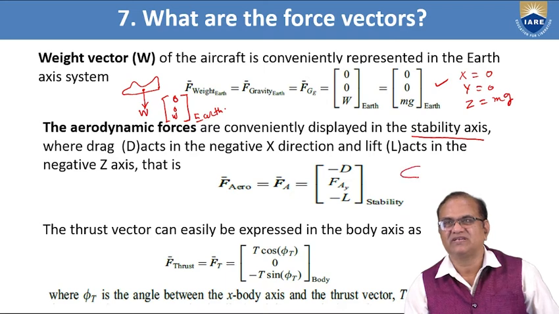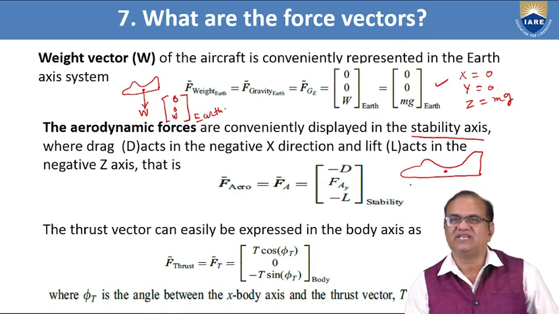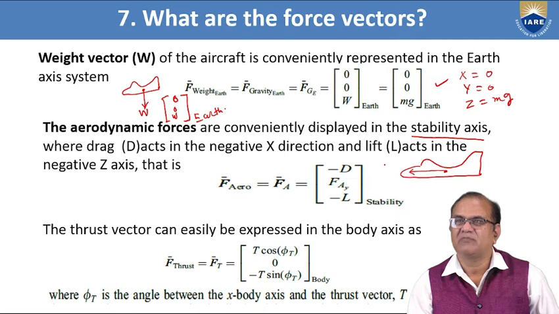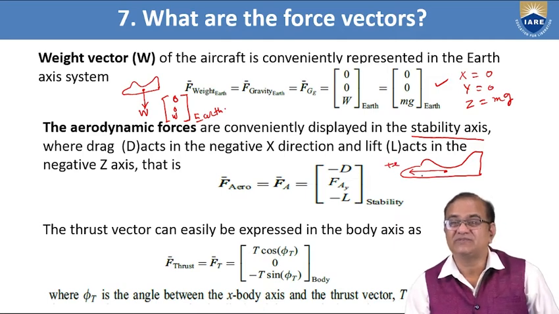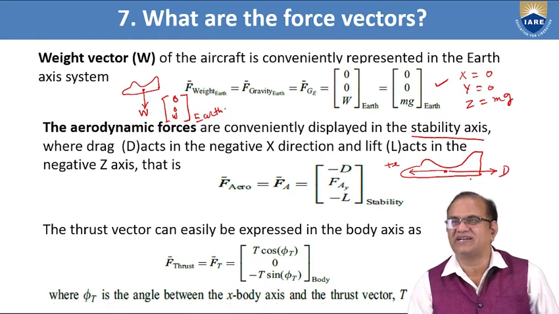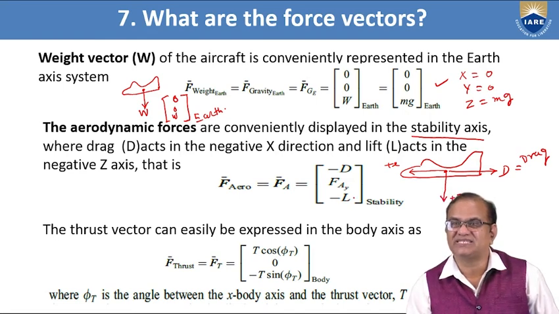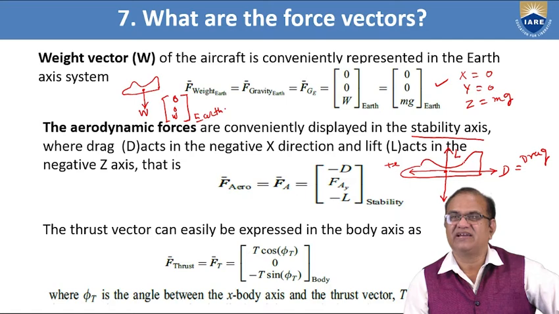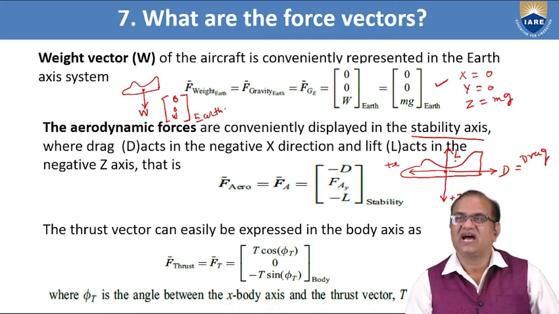So if I draw the aircraft like this, this is the center of gravity. So this is the plus x. Minus x means what? It is in this direction. So D is in this direction, drag. D is equal to drag, so drag will act in this direction. But what about the lift? This is the positive Z. But here it is a minus, so it will act opposite to this. So this is the lift. So this lift and drag are opposite in nature: from the x direction, the opposite is drag, and from the z direction, the opposite is lift.